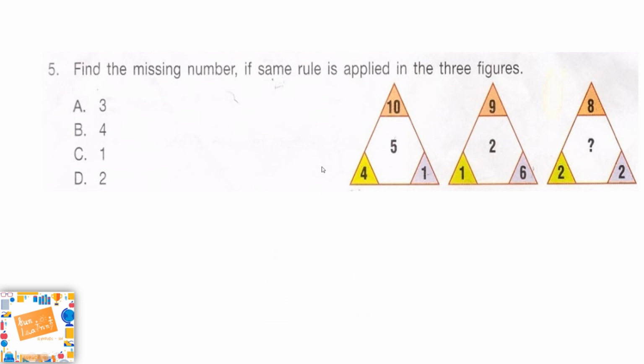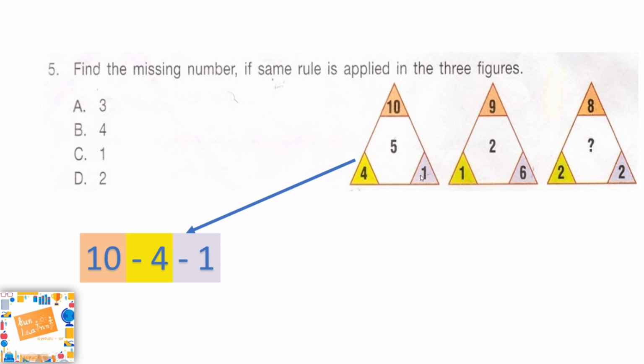Well, let's look at it together. So if we look at the first triangle carefully, it is just subtracting the numbers on the corners to get the number in the center. So for example, 10 minus 4, which is the first corner number, gives us 6, minus 1, that is the third corner number, which gives us 5. So 10 minus 4 is 6, 6 minus 1 is 5.